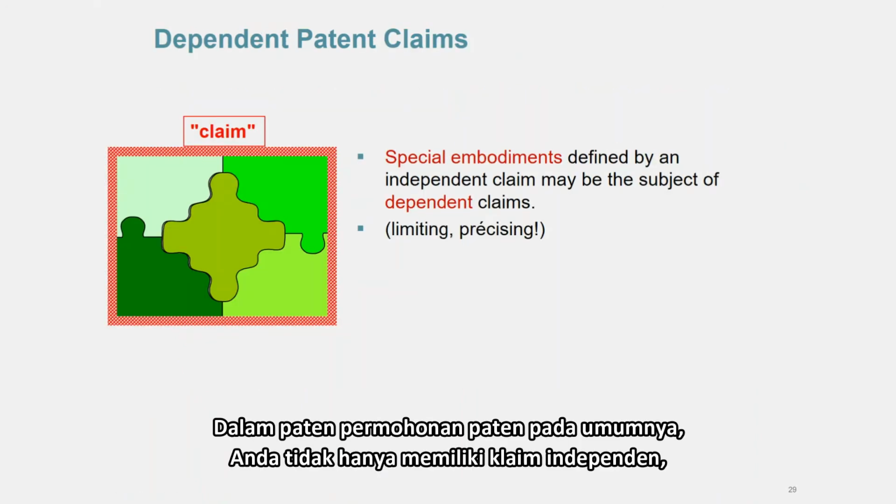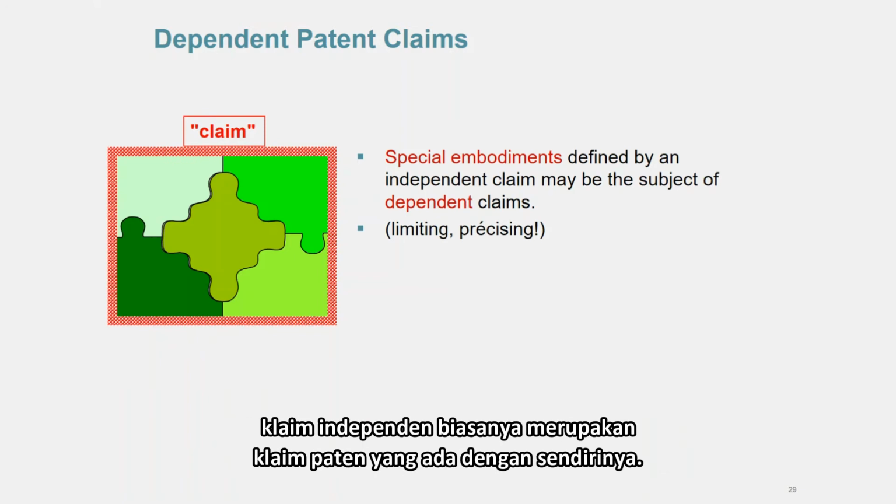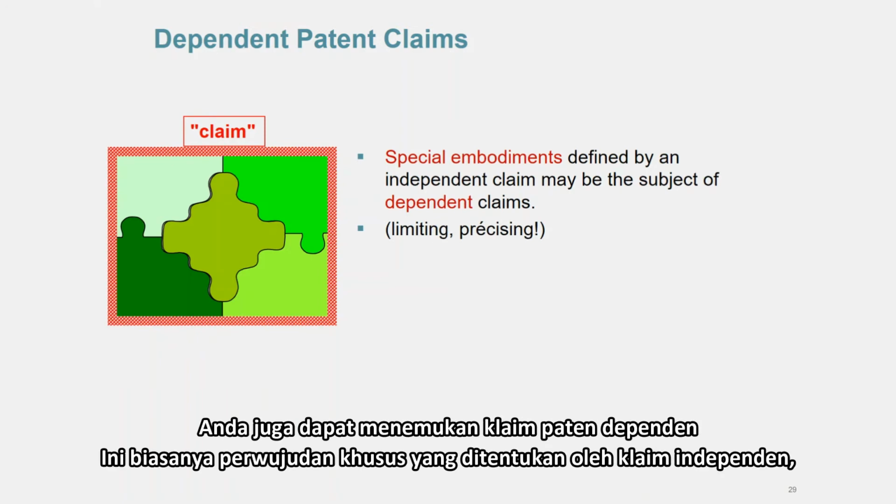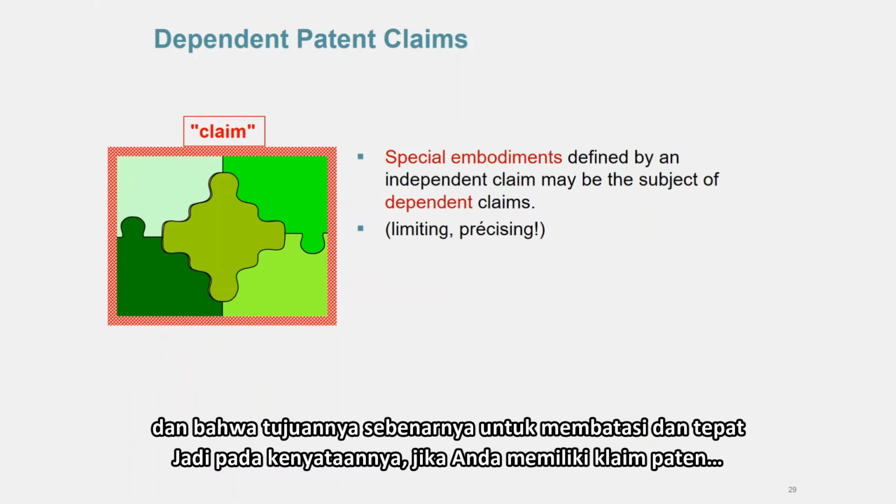In a patent application and a patent in general, you don't have only independent claims. Independent claims are normally patent claims that exist on their own. So it is said in those types of claims every necessary aspect that is needed for the patent. You might find also dependent patent claims. These are normally special embodiments defined by an independent claim, and the goal of them is actually to limit and to make precise.